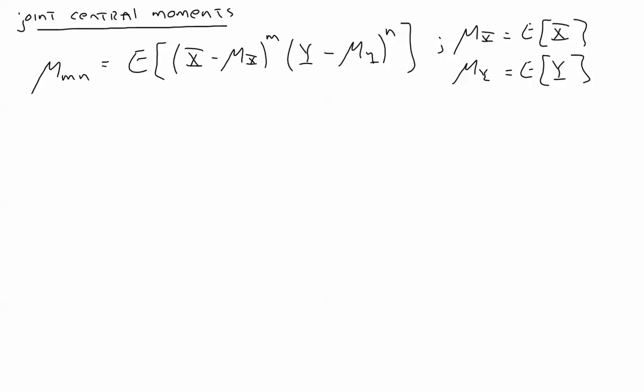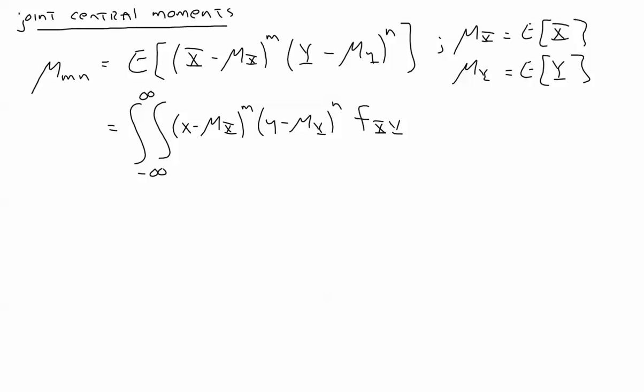Expectation always implies an integral, so it's going to look something like this. We won't calculate this integral many times. I'm going to show it to you for completeness, though. It's going to be x minus mu x raised to the nth power times y minus mu y raised to the nth power times my joint PDF. Strictly speaking, that's how you're going to calculate it, based on an integral. Expectation always implies an integral. We're not going to do that too many times. Instead, we're going to notice a few things.